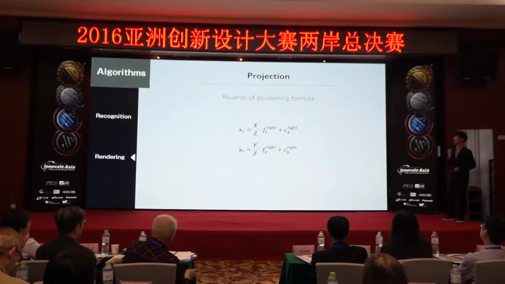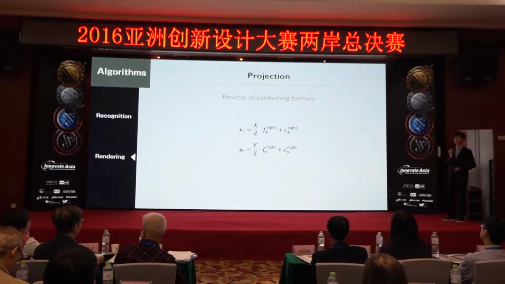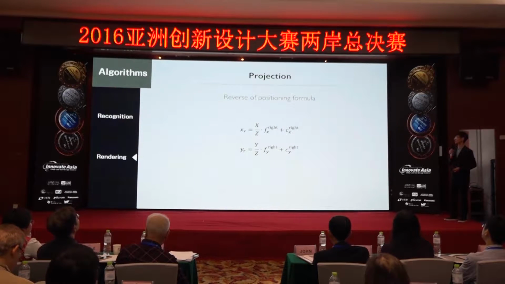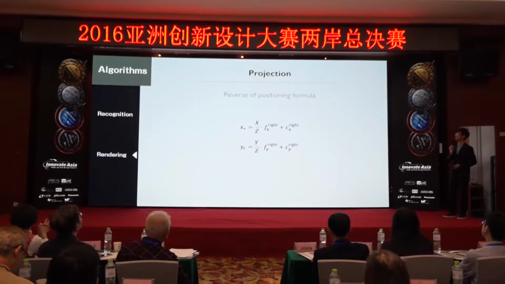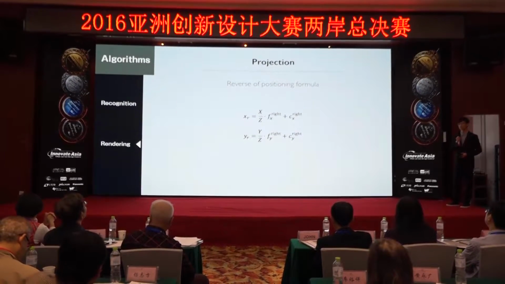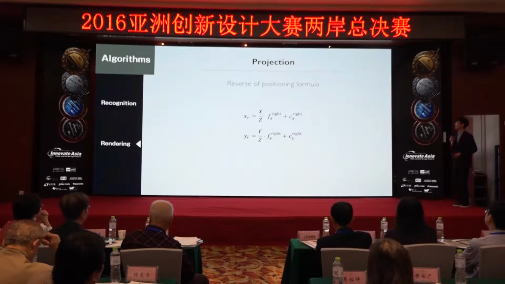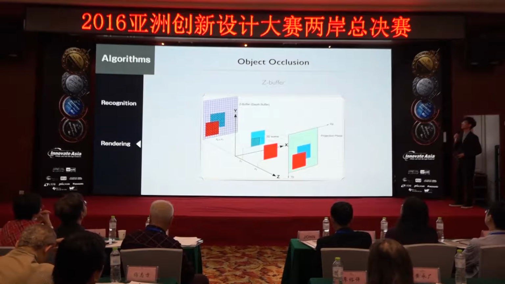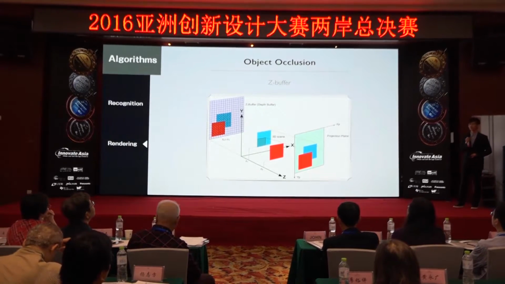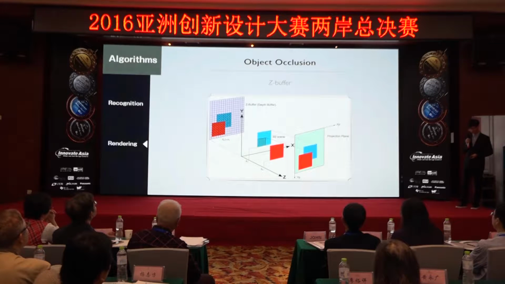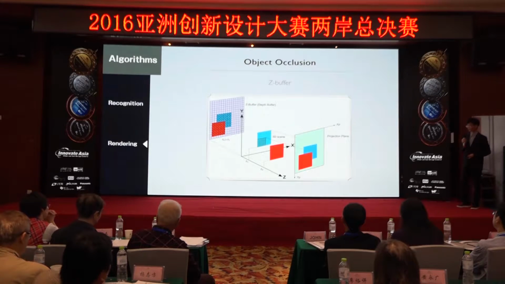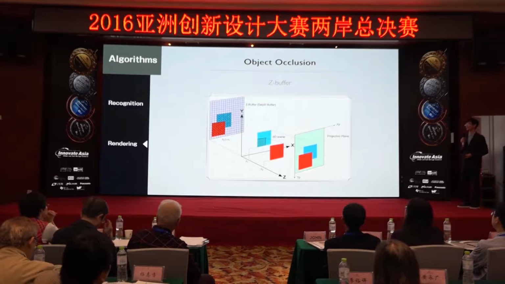The first step of rendering is to project the rendered object onto the screen, as the formula here illustrates. It is just the reverse of the positioning formula which we've seen a moment ago. The next step is to handle the object occlusion. We use the Z buffer here, and we store the closest object and its distance from each pixel to the point of view. Each pixel in the rendered object is then compared with the corresponding entry in the Z buffer to decide which comes first, which is in the front.